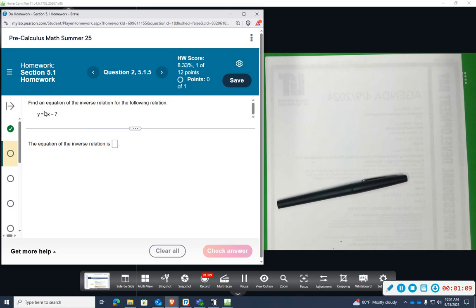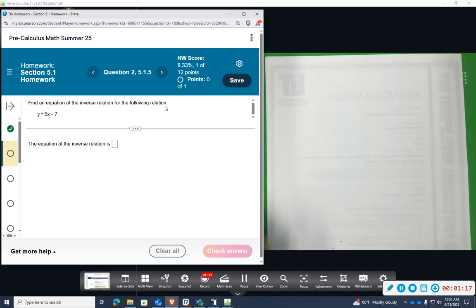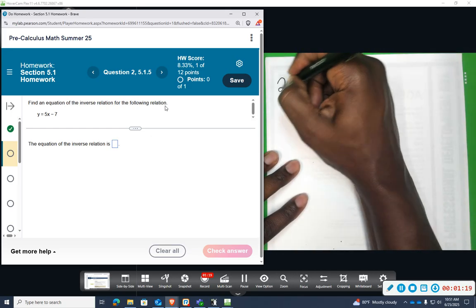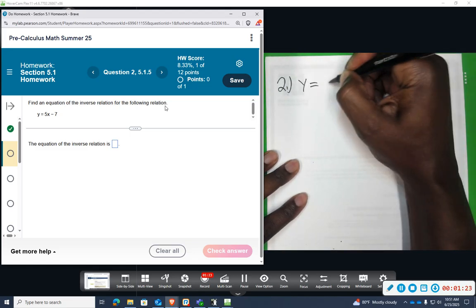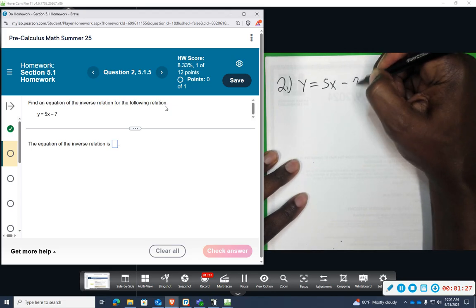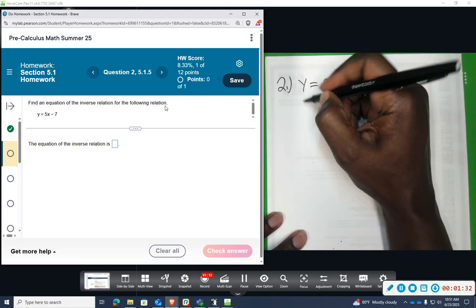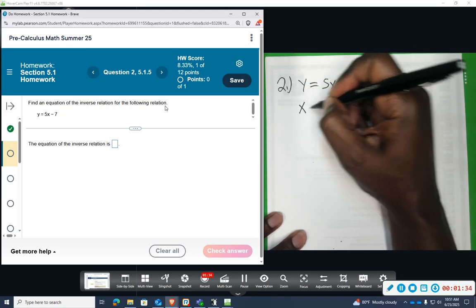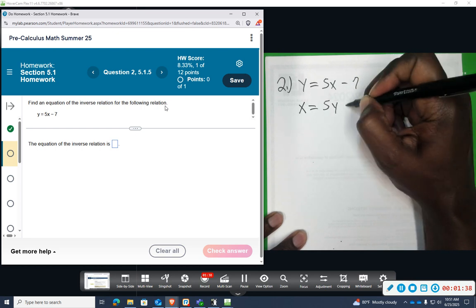Question 2 wants us to find an equation of the inverse relation. Okay, so this one we're actually going to work out. We are given y equals 5x minus 7. So what we do is we swap x and y, we interchange them. So I'm going to rewrite this as x equals 5y minus 7.